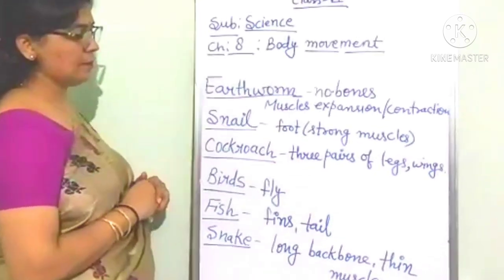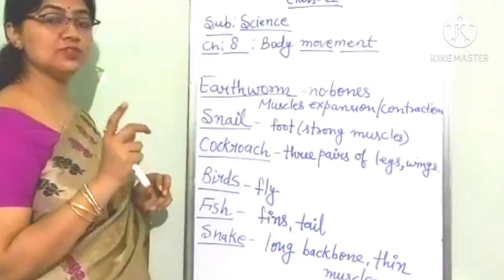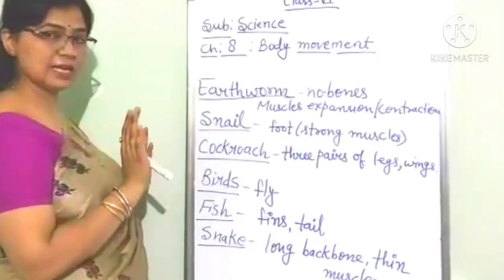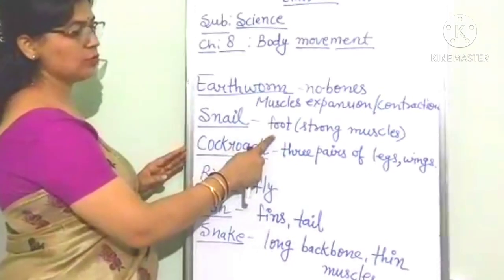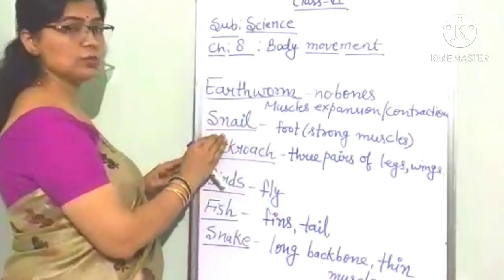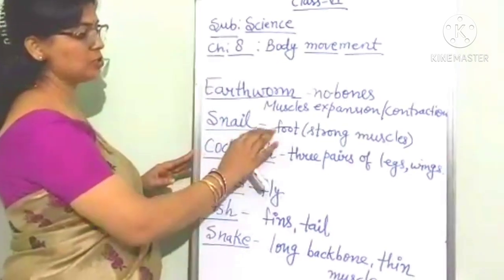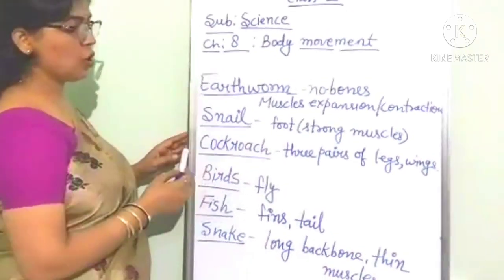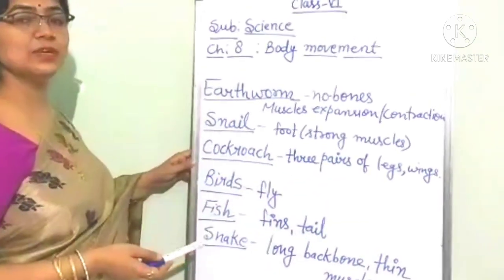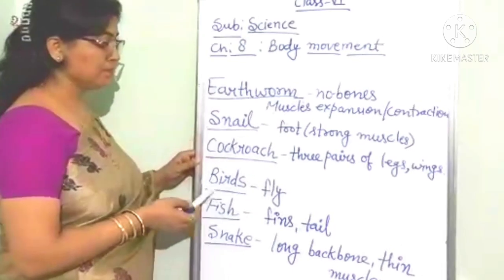Second one is a snake. Actually the outer skeleton which you see, class, is the outer skeleton of scales. It doesn't have any bone. It moves through strong muscles, the muscular foot. It shows the movement or locomotion from one place to another. Now the cockroaches, we all know very well, 3 pairs of legs are there, and you can see the wings are also there to fly.